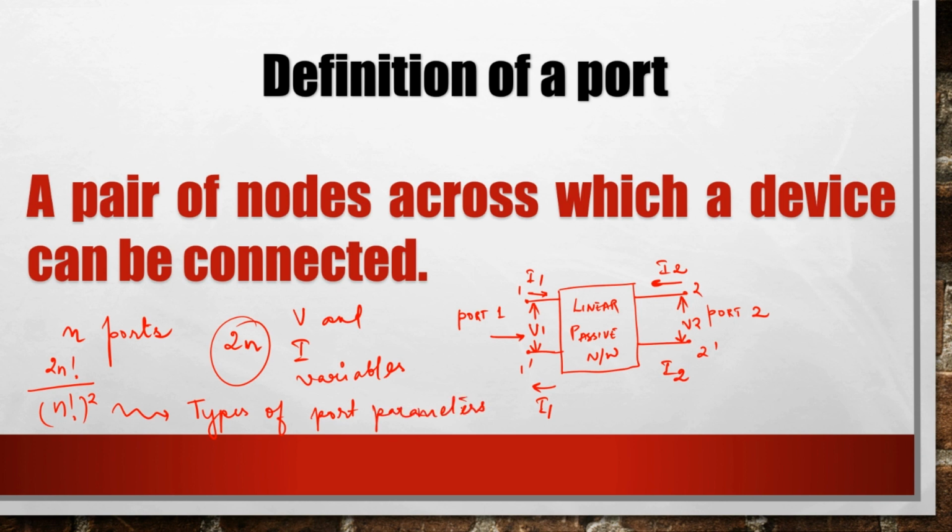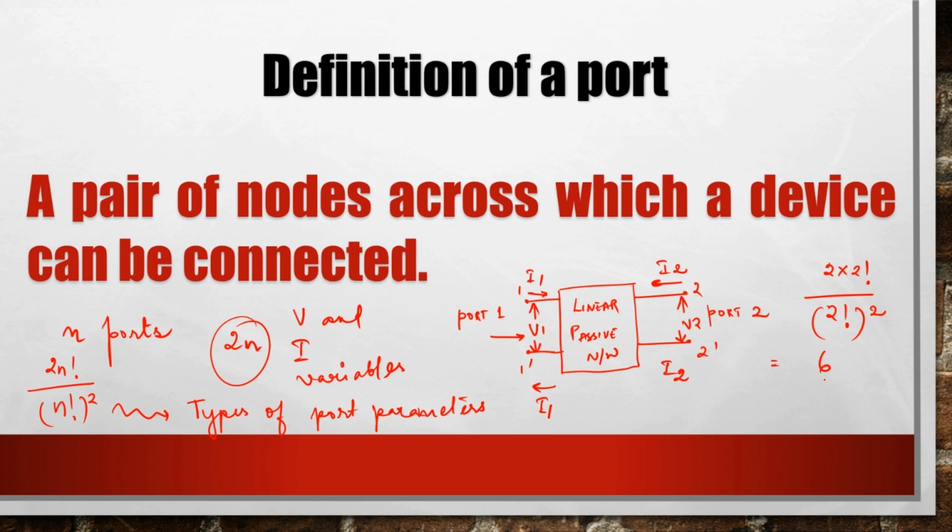So now if I replace n with 2, then I will be able to obtain the number of types of port parameters associated with a two port network. So we see that for a two port network, it is 4 factorial by 2 factorial the whole square, which is effectively 6. So we get 6 types of port parameters associated with a two port network.